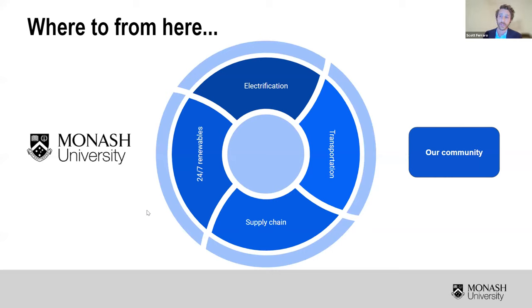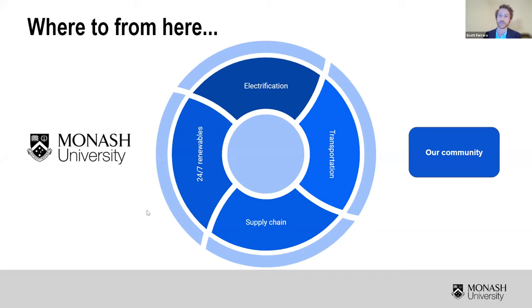We're looking at a net zero strategy for transportation for our staff and students who utilise our cities. This is by far our biggest source of emissions, even bigger than our emissions from our buildings. And likewise, the emissions from our supply chain are quite large as well. And so we've got to start to work to address those.